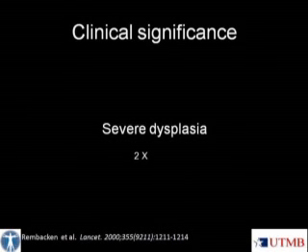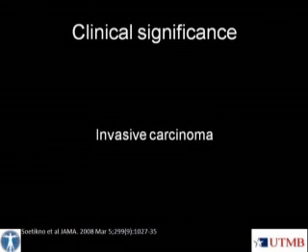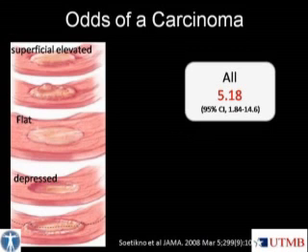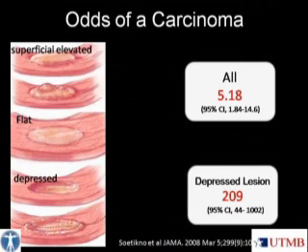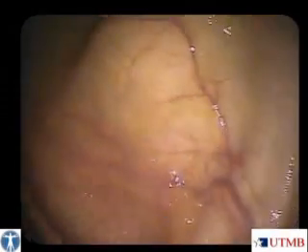These lesions have a high likelihood of having severe dysplasia as well as invasive carcinoma. A recent study showed that these lesions are 5 times more likely than polypoid lesions to have in situ or invasive carcinoma, and among them, depressed lesions have the highest risk. The following video demonstrates a flat colonic lesion.